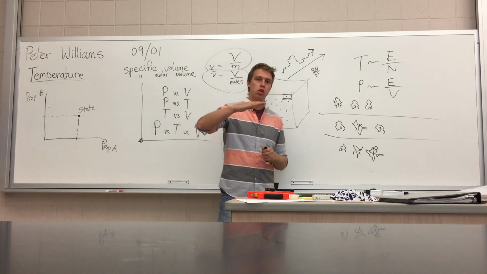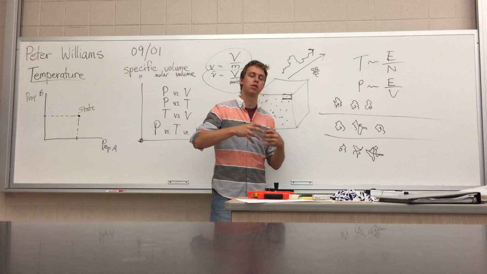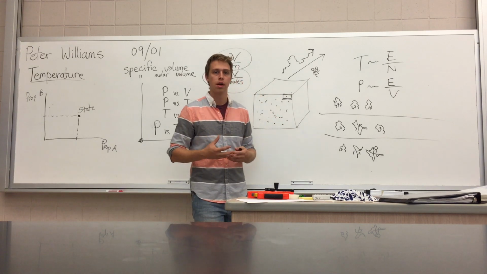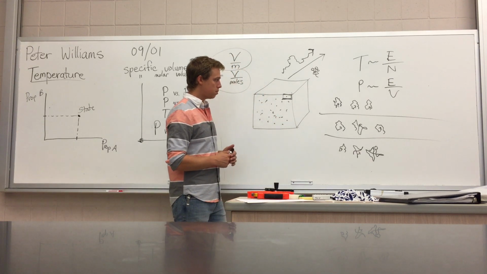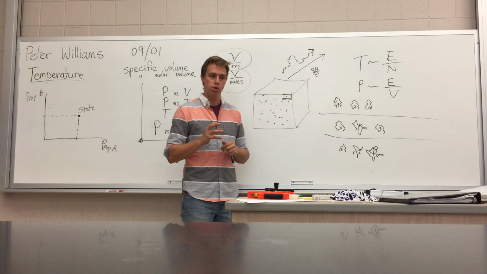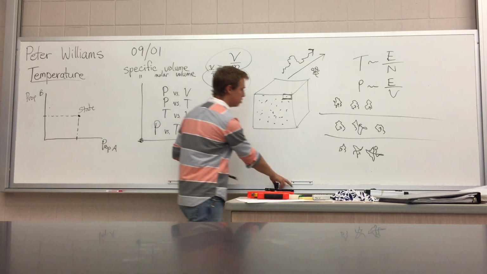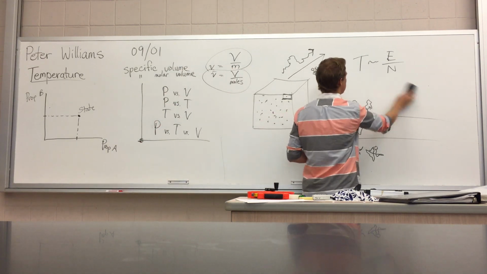So as temperature lowers and lowers, things start to move less and less. They start to move slower and slower and have less and less energy, to the point where you've almost got no movement. And that's what's called absolute zero. All right, so I'm gonna erase this.